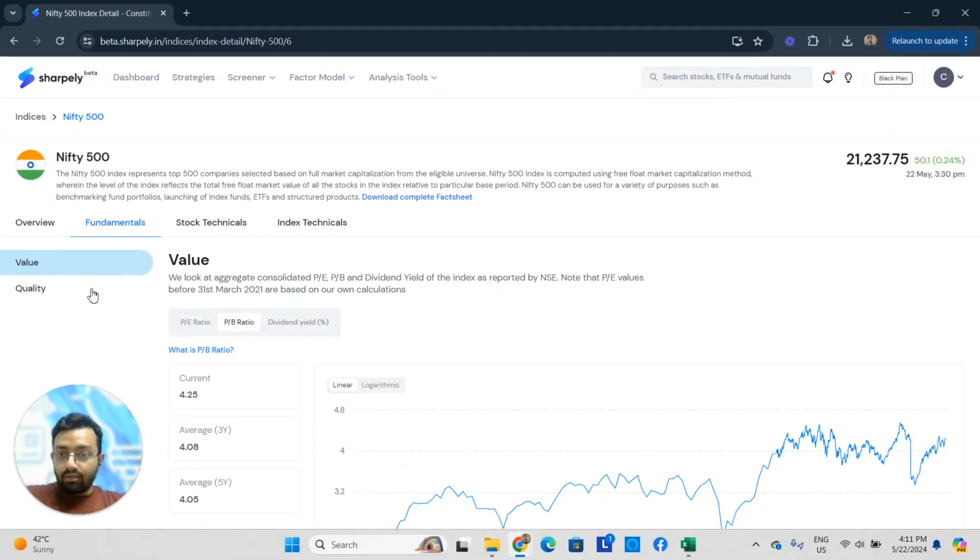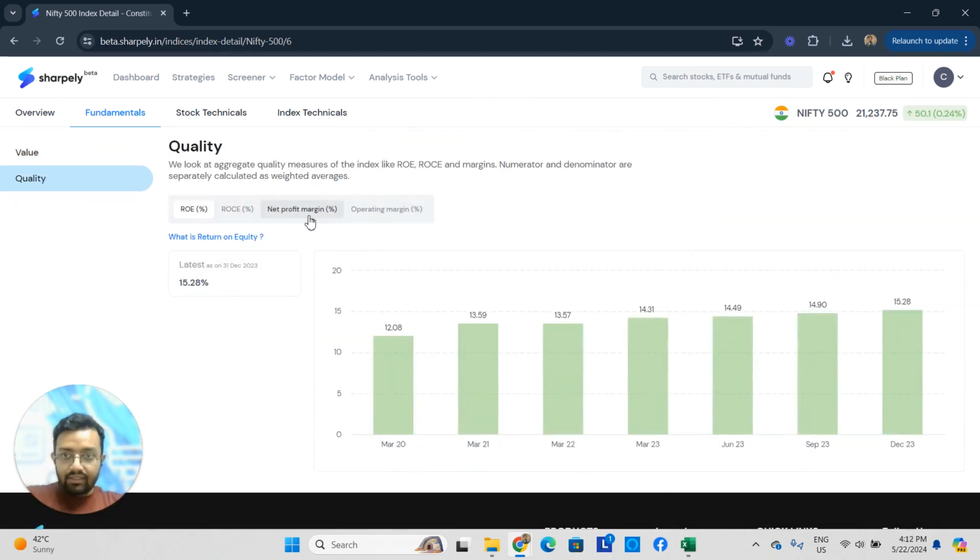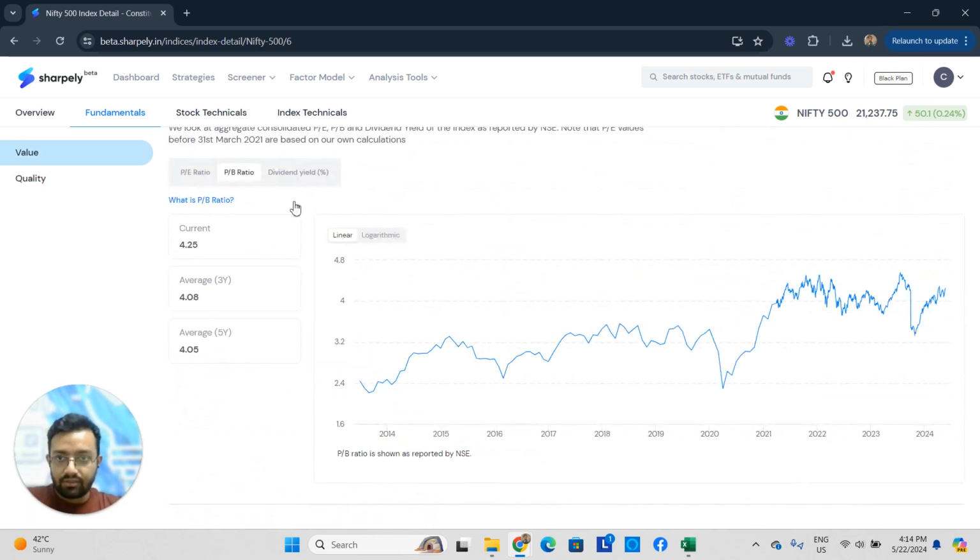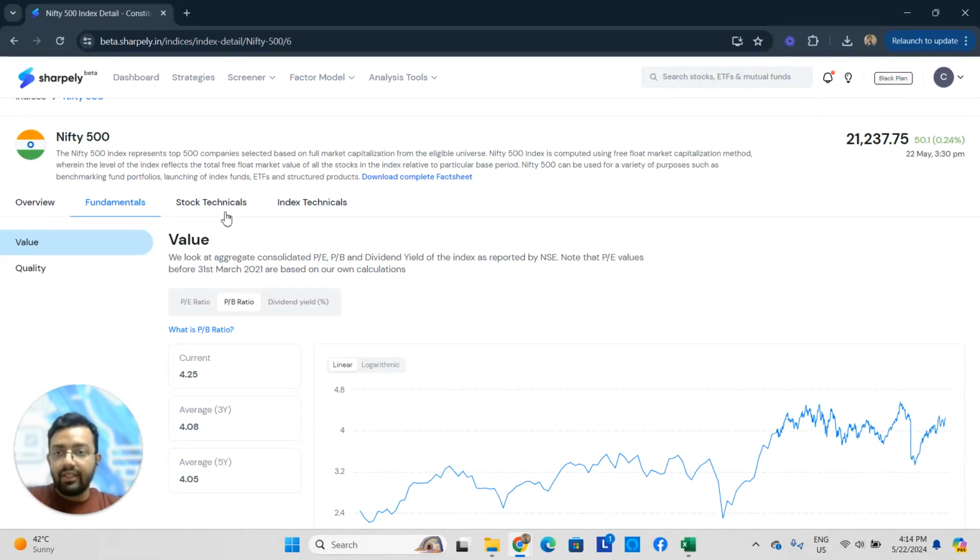Then you can look at the quality metrics as well. So ROE at different annual level, you can look at ROCE numbers and can compare them annually. So ROCE is relatively stable, return on equity is gradually improving. You can see the net profit margin and operating profit margin as well. So these are the fundamental data points.